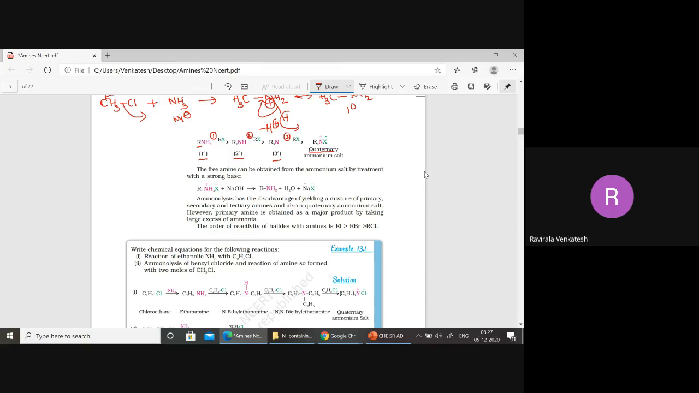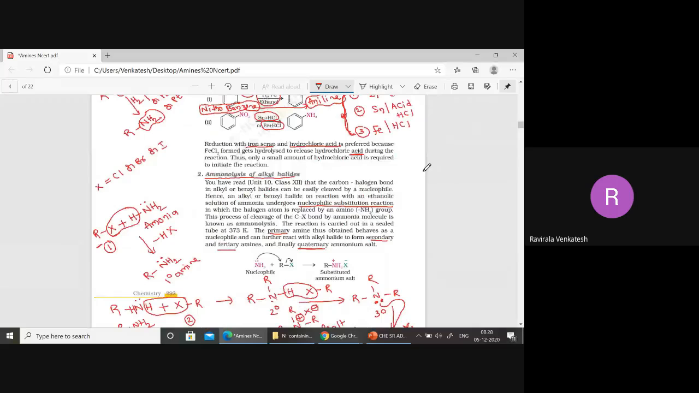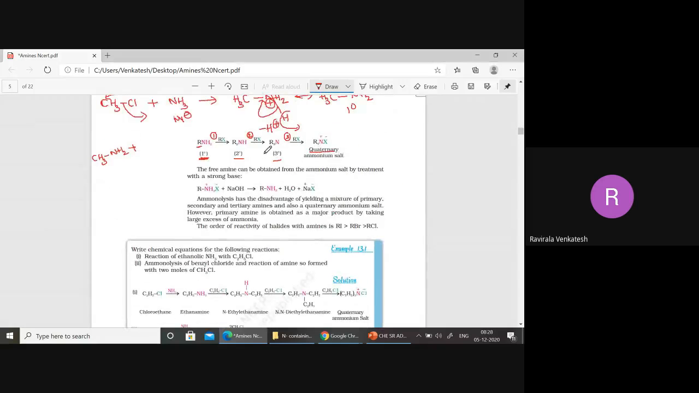So this is the ammonolysis reaction. For example, I'm writing one reaction here: CH3NH2 plus CH3Cl. Here actually 4 are required, but we started with primary amine here. That is the reason we required only 3. But in the case of this one, where we started from alkyl halide, 4 are required actually. Understood? So that is the reason we are getting 3 here only.